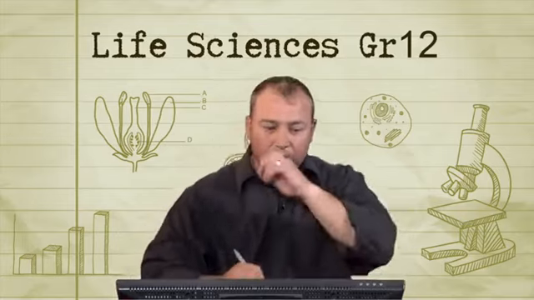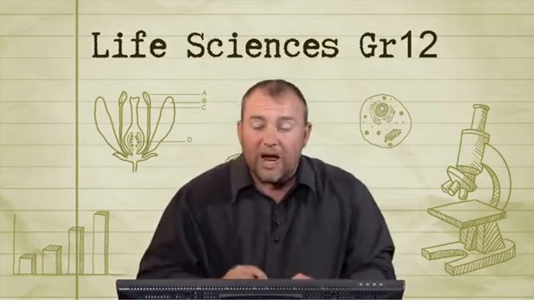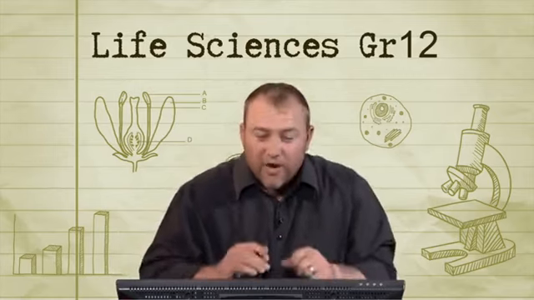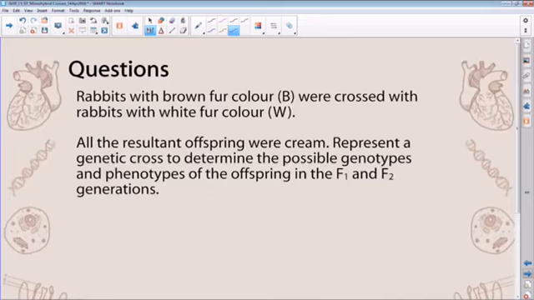Okay, now let's see. I've got a couple more examples for you, especially for this one. I want you to look at it. Very, very important. Let's see what we have here. Rabbits with brown fur, big B. Now watch this. Look at the difference. Were crossed with rabbits with white fur, capital W. Ooh, now we know we have something to do with codominance. Now watch. All the resulting offspring were cream.